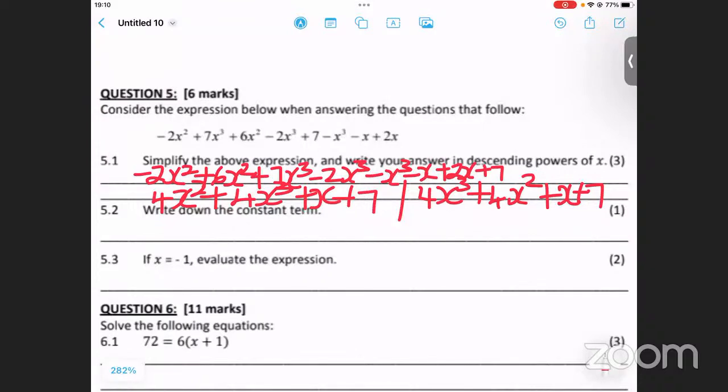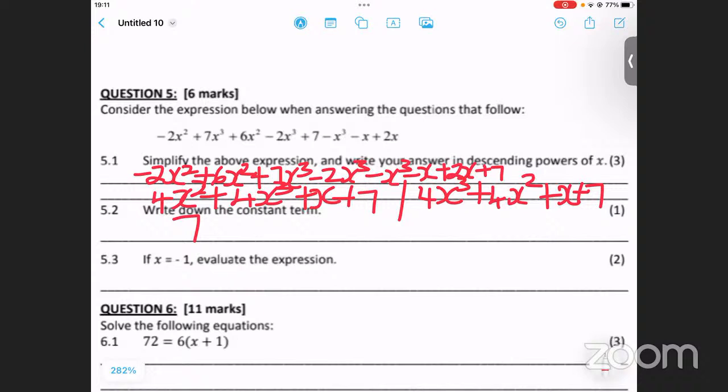5.2 says, write down the constant term. Busi, what's going to be our constant term from this expression that you see here? Ma'am, I think it's 7. Babalelo, what do you think is our constant for this expression? 7, ma'am. Does everybody say 7? Yes, ma'am. All right, perfect.